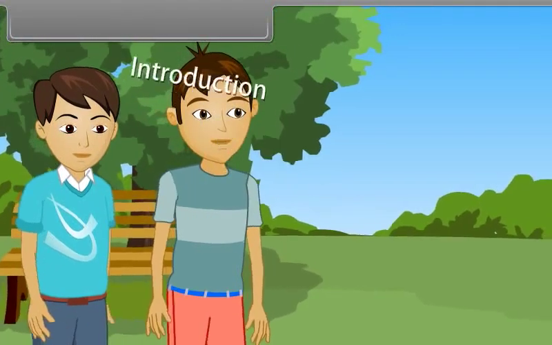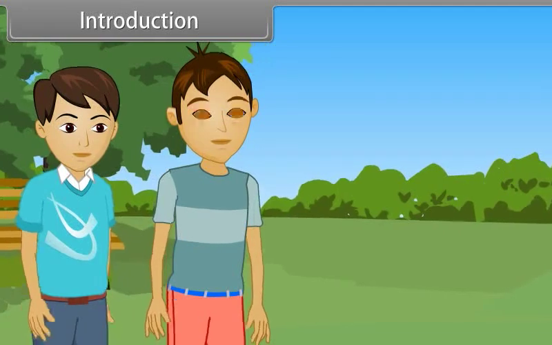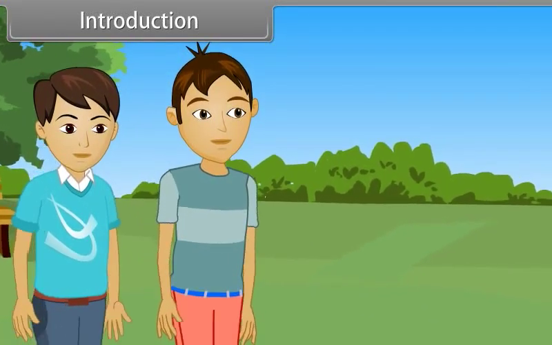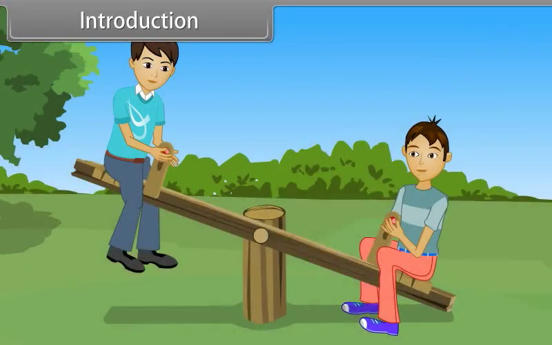Introduction. Today, Roy and his brother Ajit are walking in a park. There are so many games and rides in the park to enjoy. Ajit insists Roy ride on the seesaw. Roy replies positively and walks towards the seesaw. When they both sat on the seesaw, it was not balanced.